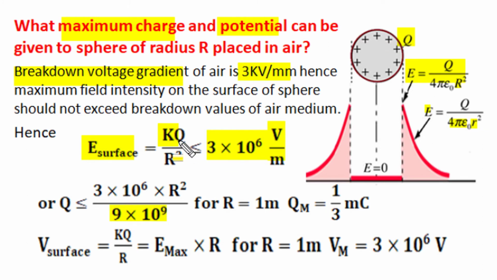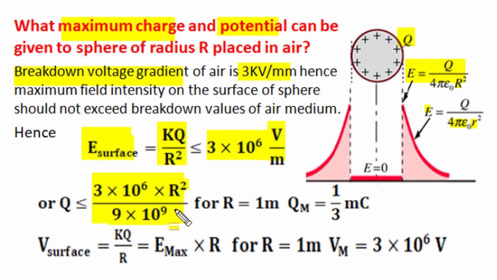So the maximum electric field intensity which we can build by charge over a sphere is limited to 3 into 10 power 6 volt per meter. So for a sphere of radius r, the maximum amount of charge that can be produced would be given as this. r square when shifted comes to the numerator and k to the other side in the denominator becomes 9 into 10 power 9. So this charge must be less than this particular value, or at a limiting case equate to this value.